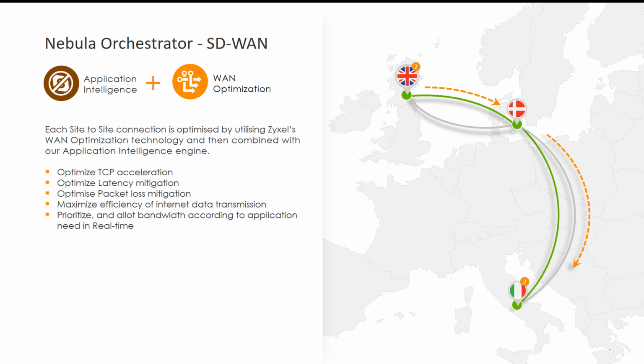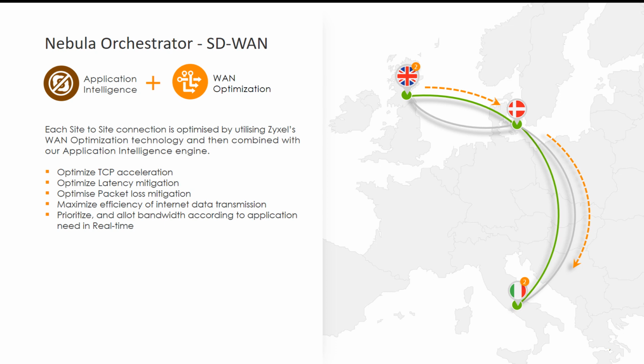Because we're controlling both sides of the connection, we can optimize the TCP packet itself and maximize the efficiency of the data transmission, along with looking at latency and packet loss to help mitigate any issues. When we combine these optimizations with the fact that we can prioritize bandwidth according to application in real time, we become super efficient at how we transmit data across these two points. So when we're using SD-WAN, we can improve the speed and efficiency of the connectivity versus a traditional IPsec VPN.